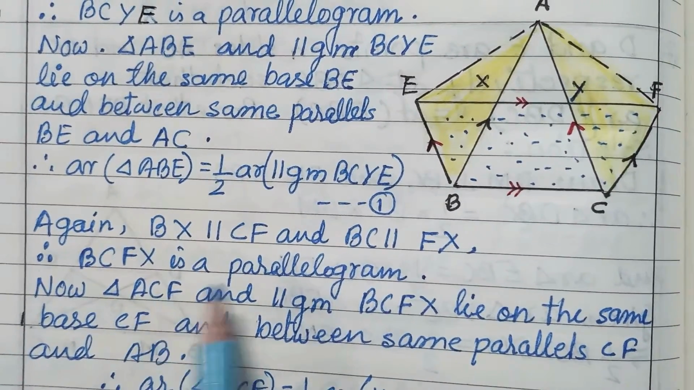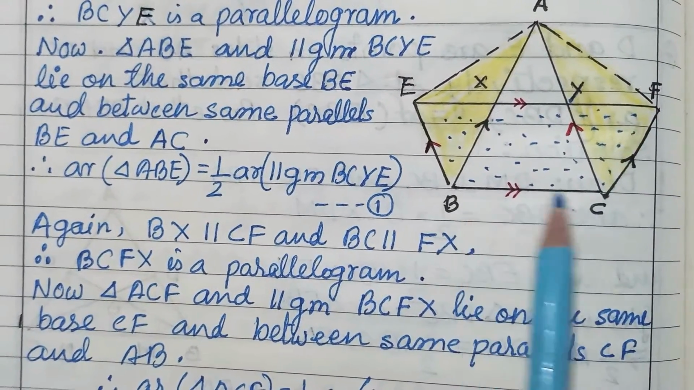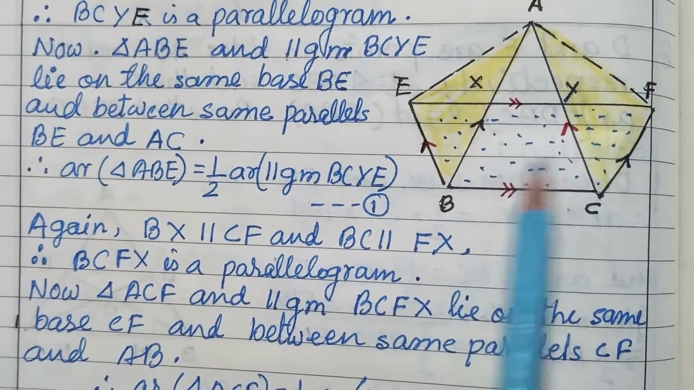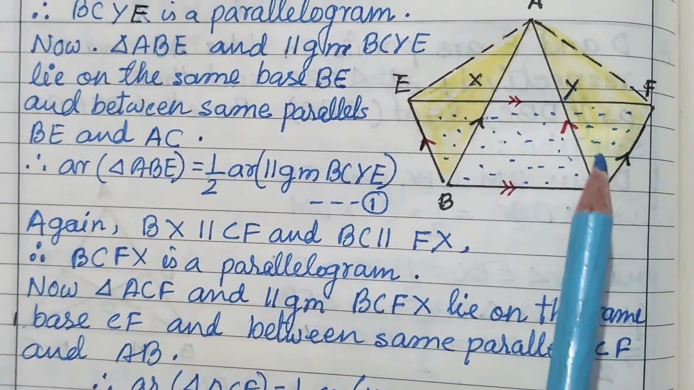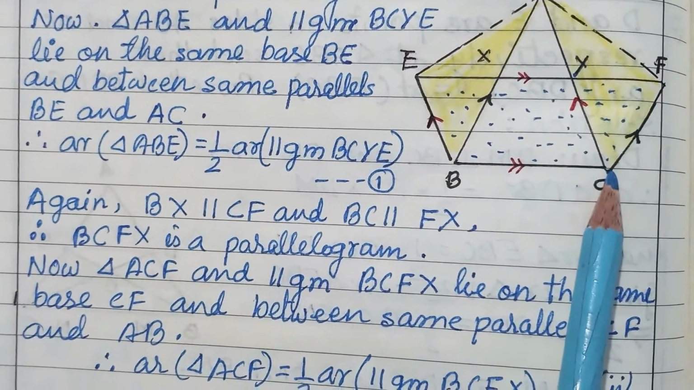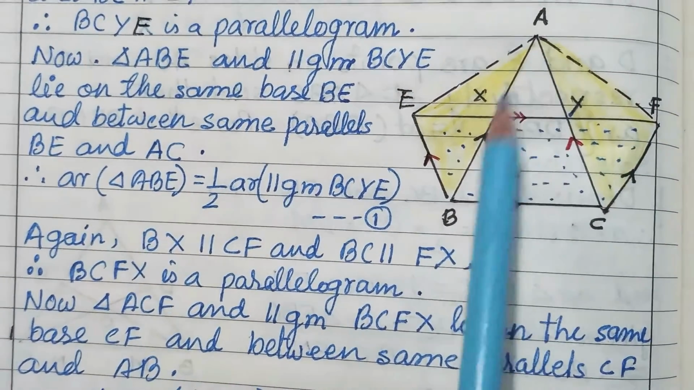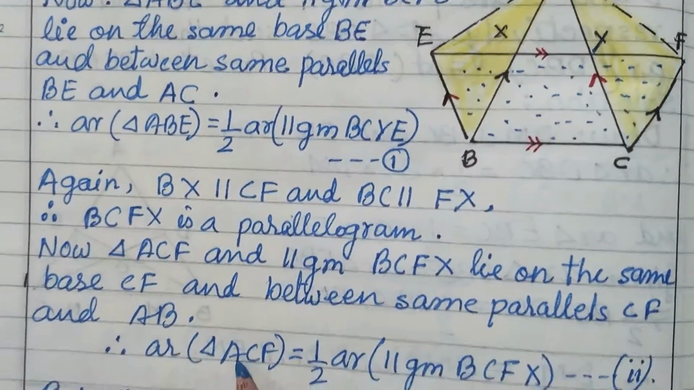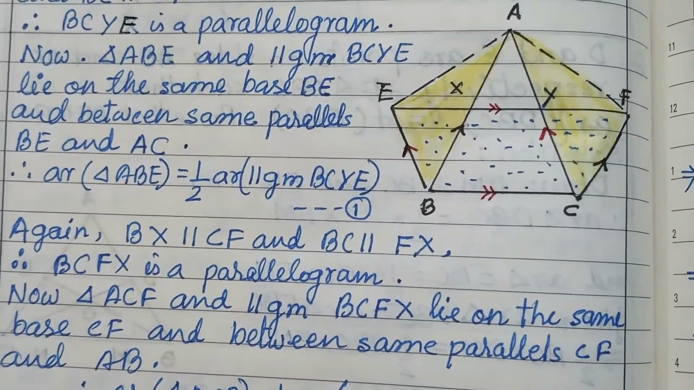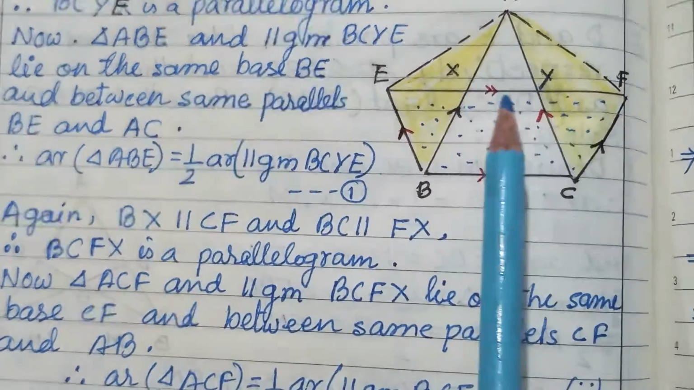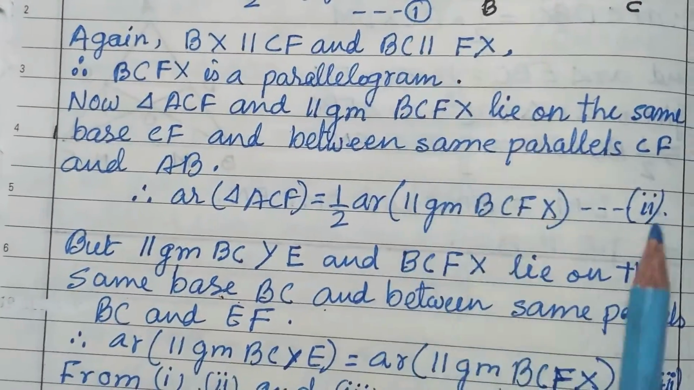Now triangle ACF and parallelogram BCFX, this parallelogram, if you hide this much part, they are on the same base FC or CF, and between the same parallels CF and AB. Therefore the area of triangle ACF is equal to half of the area of parallelogram BCFX. Now these two relations we have got, relation 1 and 2.